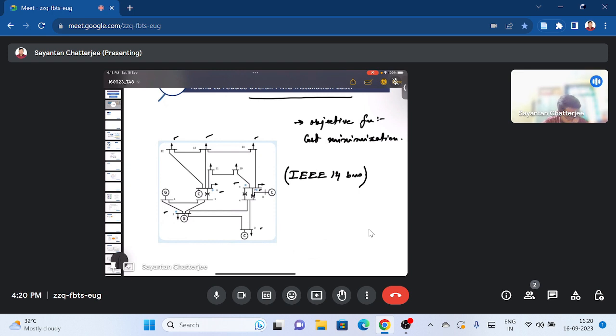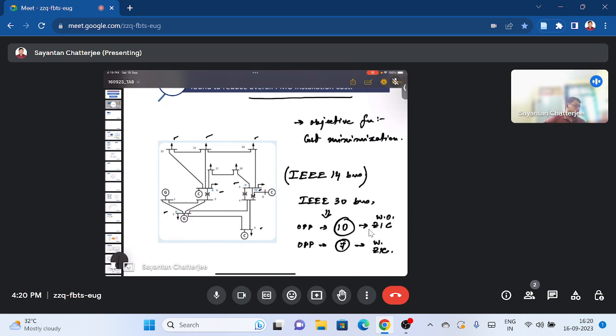We can also see that for the IEEE 30 bus system, the optimal PMUs required, OPP, is around 7 with zero injection constraints, ZIC, and 10 without zero injection constraints.